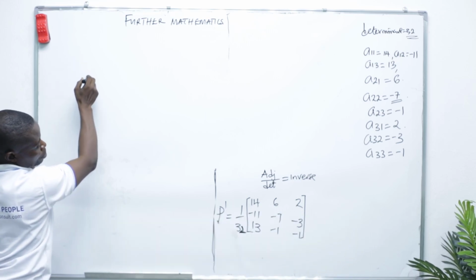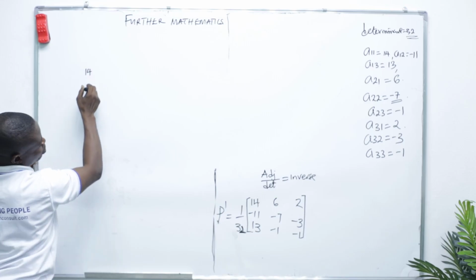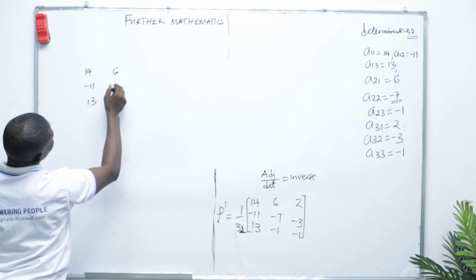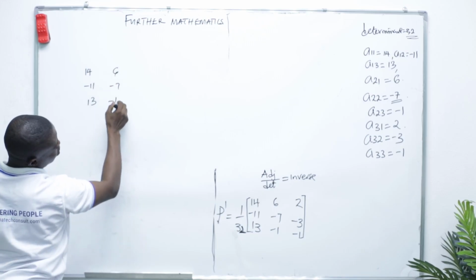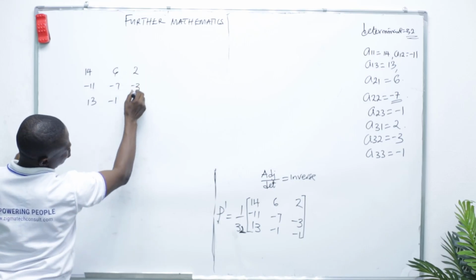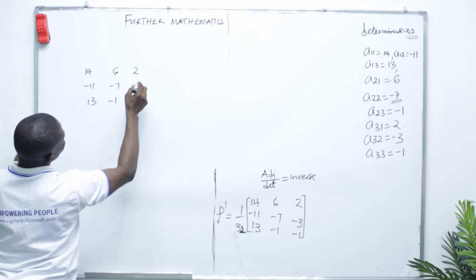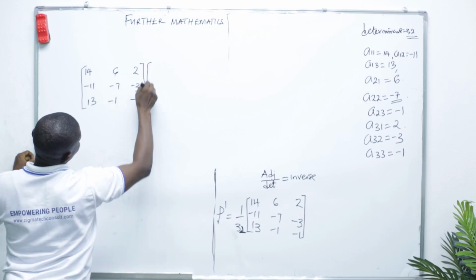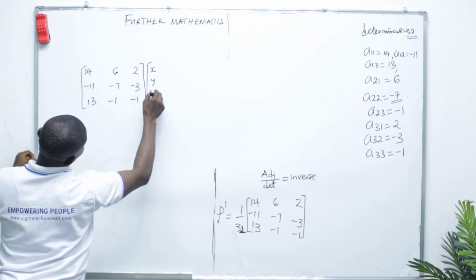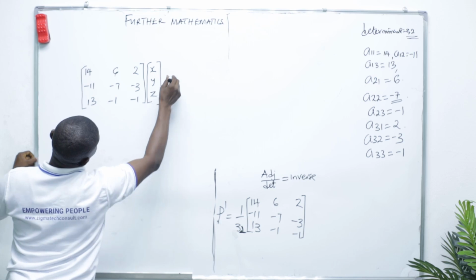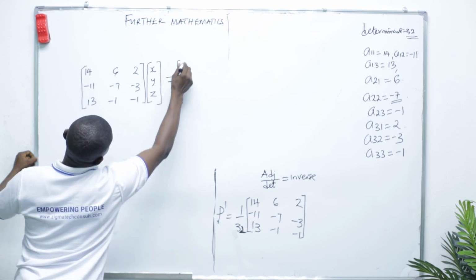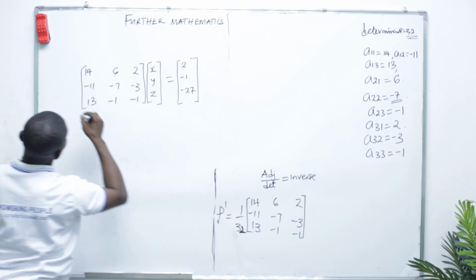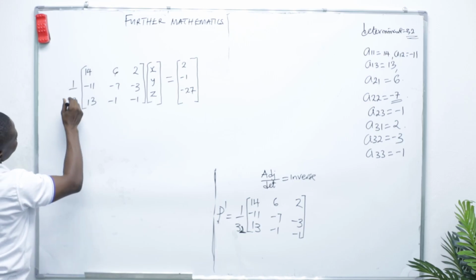That is 14, minus 11, 13, 6, minus 7, minus 1, 2, minus 3, minus 1, into x, y, z equals 2, minus 1, minus 27. Then 1 over 32.